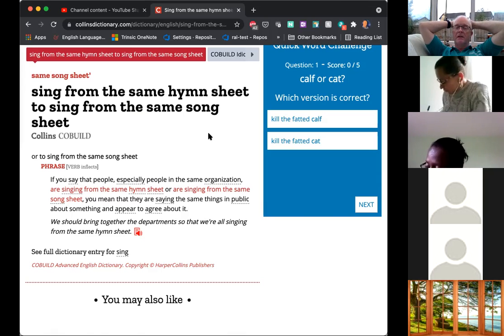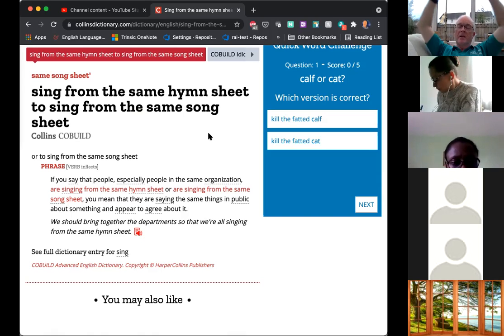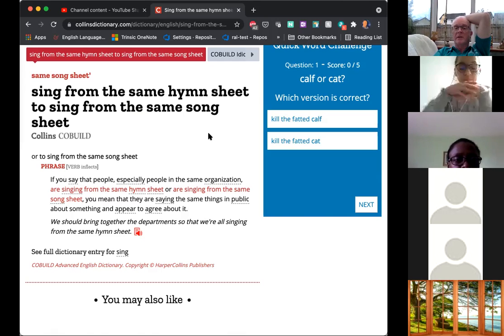And so the picture here is if you have a choir, for them to sing together, they need to have the same hymn sheet. That's an obvious thing, right? So everyone has to have the same hymn sheet for the choir to sing in harmony. And so that's taken as a metaphor and used in every kind of context in business. The particular subtlety in the meaning is you want everybody to be saying the same things publicly.